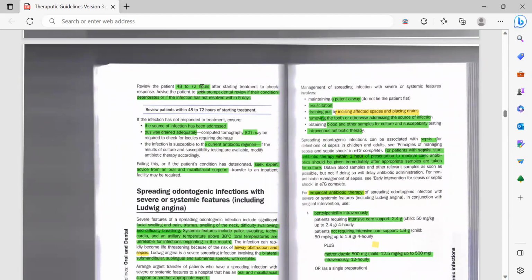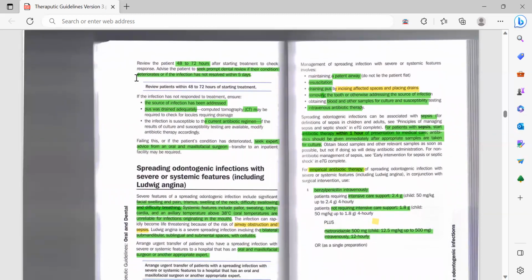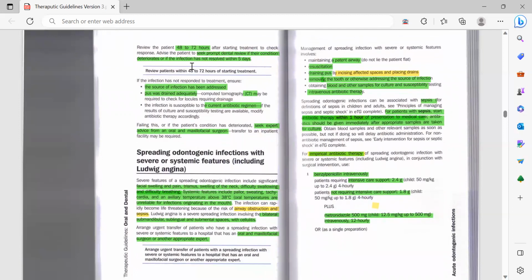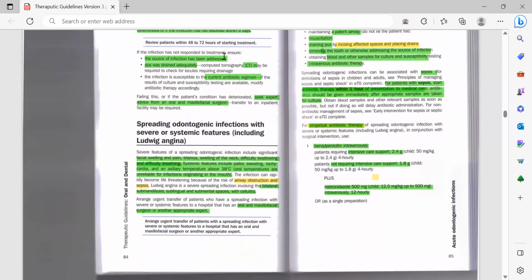Review the patient at 48 to 72 hours, which means after 2 to 3 days, to check response after starting treatment. Advise the patient to seek prompt dental review if their condition deteriorates or if the infection has not resolved within 5 days. So ask your patient to come back for review if it is not helping. If the infection has not responded to treatment, ensure the source of infection has been addressed.